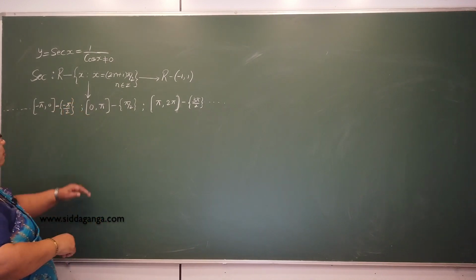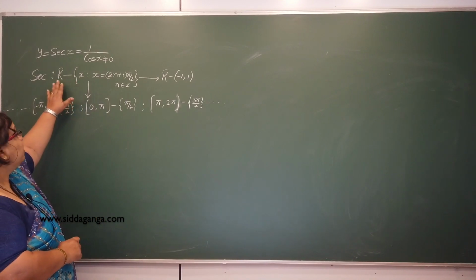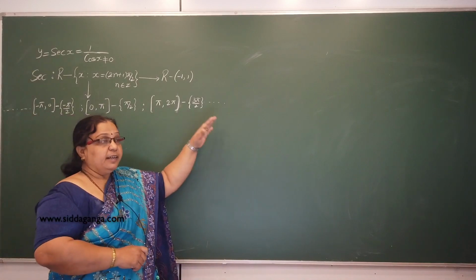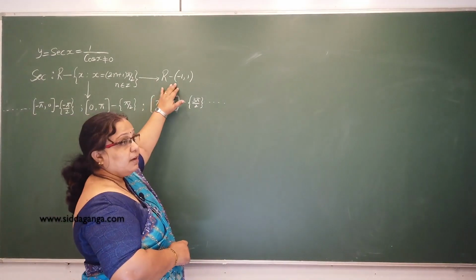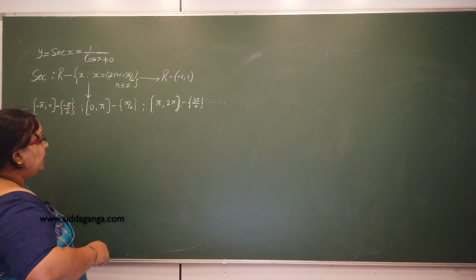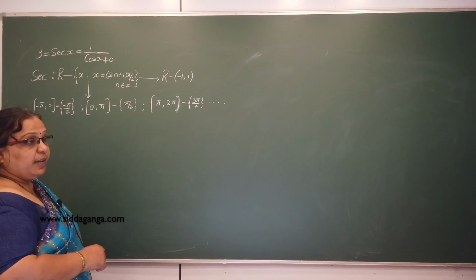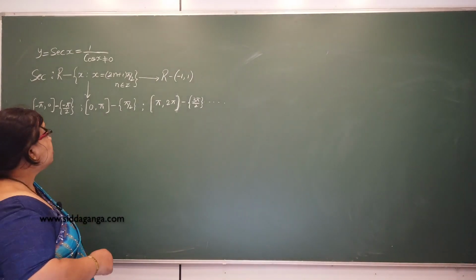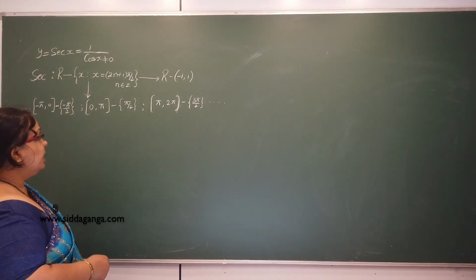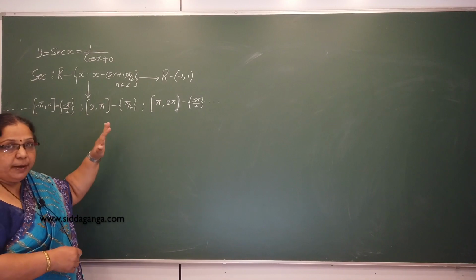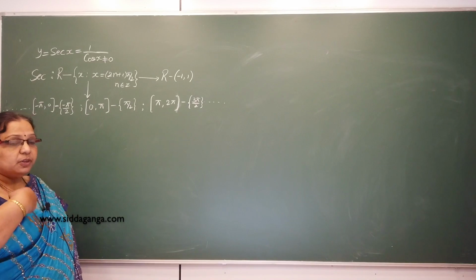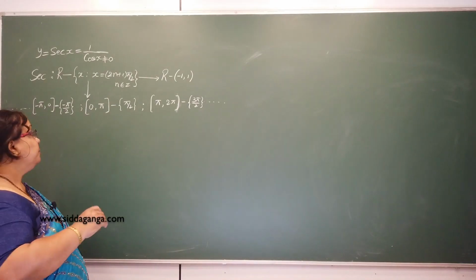So we have to restrict the domain of the secant function to any one of these intervals, and the range is same. So therefore, in each of these intervals, we can define the inverse of the secant function, or secant inverse exists in these intervals, because it becomes a bijective function, means it becomes both one-one and onto.